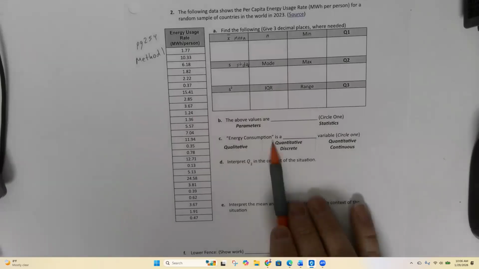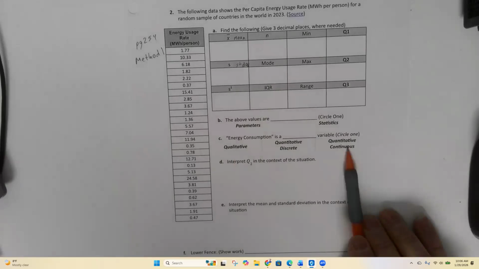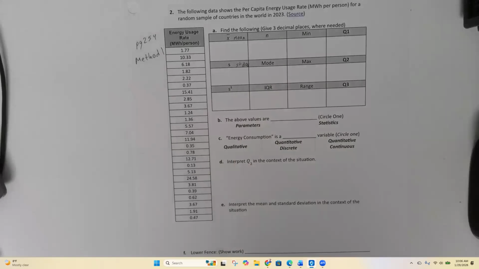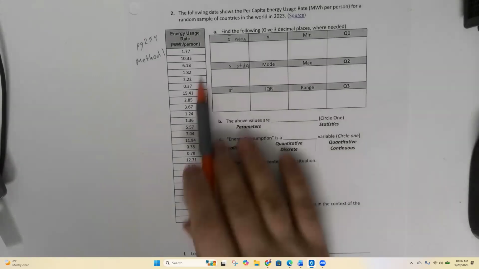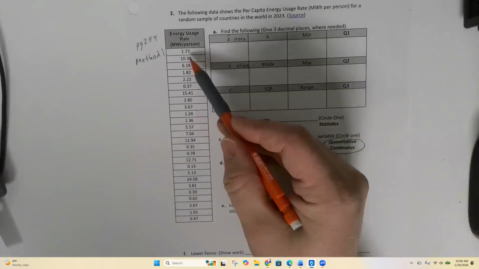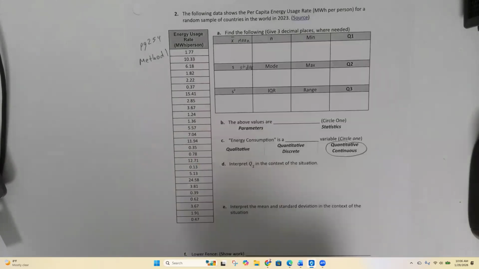Energy consumption is qualitative, discrete, or continuous. Energy consumption is which of these? What do you guys think? Yeah, so we're going to say that it is continuous. Thank you, Rachel, because energy usage can have decimals, right? And you can see that right here. We have decimals, okay?